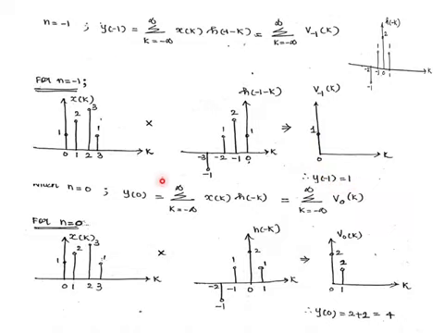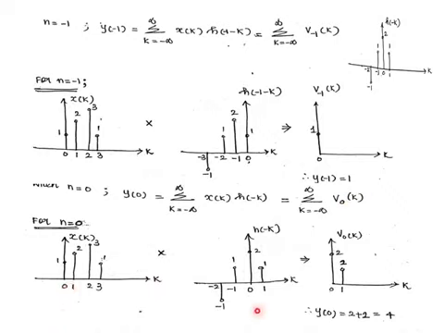Next, we have to find what happens at n is equal to 0. At n is equal to 0, what is y of 0? Take and write the formula again. Since n is equal to 0, it will be x of k, and h of n becomes 0, so it will be h of minus k. Now these two sequences are readily available with us. Redraw this x of k again. H of minus k we have already determined. Take and draw the same signal here. Perform multiplication between these two signals to get v0 of k.